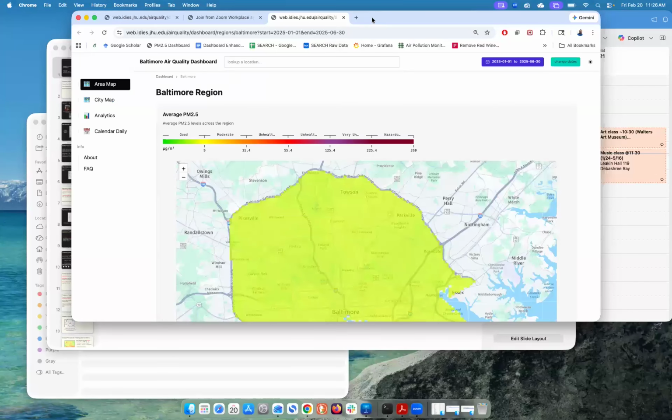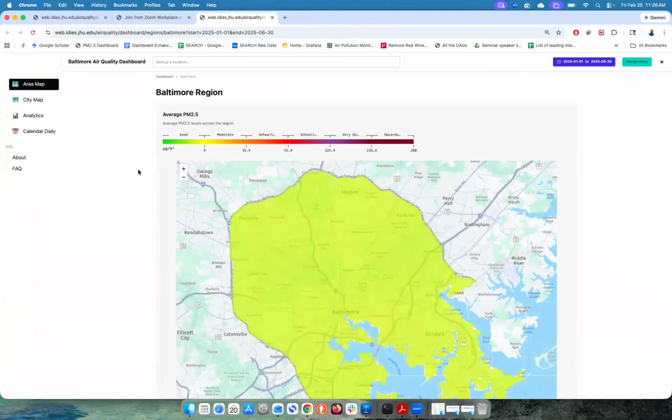So we have this dashboard. Let me see if I can click on this. This is the dashboard we have on air quality in Baltimore. It gives you historical concentrations of PM2.5 for the city for the last 6 years, 2019 to 2025. And it has a bunch of features, but on most days, the map looks like this. It's very spatially flat.